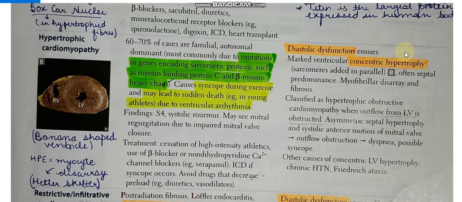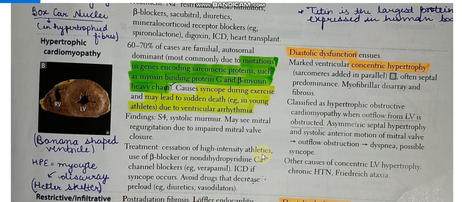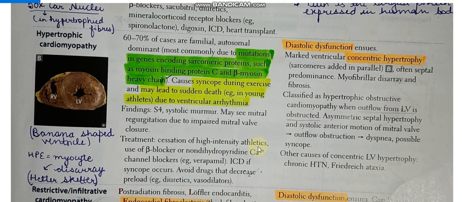Now, we have the treatment. In treatment we have to actually reduce the effort by the heart that it is putting in due to so much of muscle mass. So we will give the beta blockers and the calcium channel blockers.